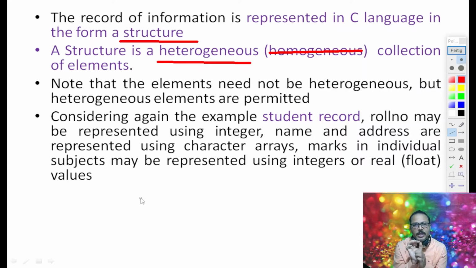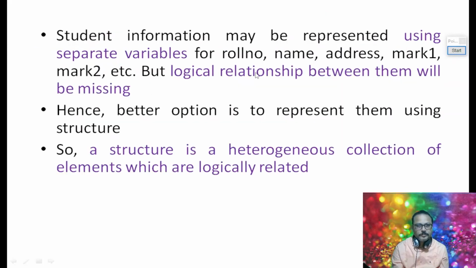A structure is a heterogeneous collection of elements. But of course, why should we have a structure? If you consider roll number, name, marks, etc., all of these can be represented as separate variables. You can have, say, roll number, name, address, mark 1, mark 2, etc. But one thing that will be missing is the logical relationship. As I already told you, mark 1 and mark 2 are the marks of a student in two subjects, with roll number, say, some X.